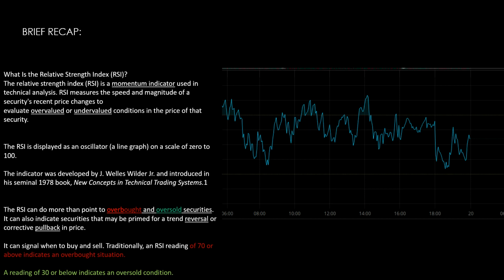The indicator was developed by J. Wells Wilder Jr. and introduced in his seminal 1978 book, New Concepts in Technical Trading Systems. Now, this is an indicator that was created in 1978, before the industry as we know it was even created, and it's still used in one of the most prominent indicators in the market. And even most APIs offer RSI data for free.